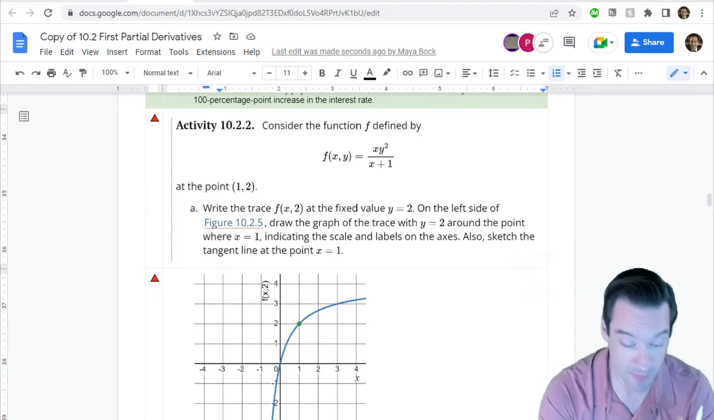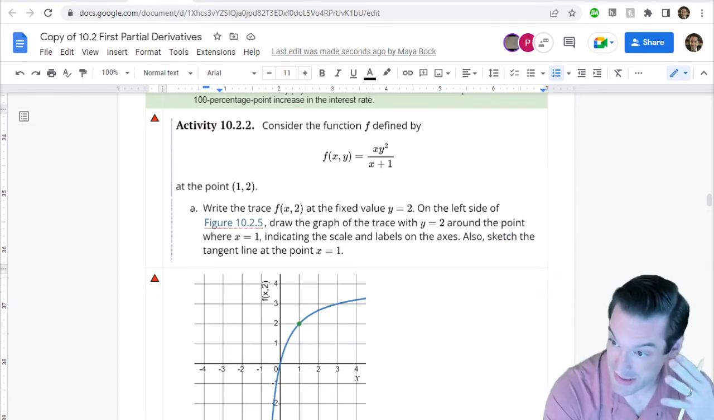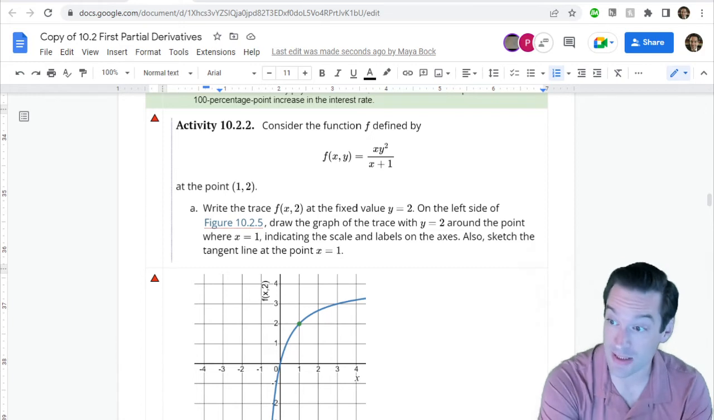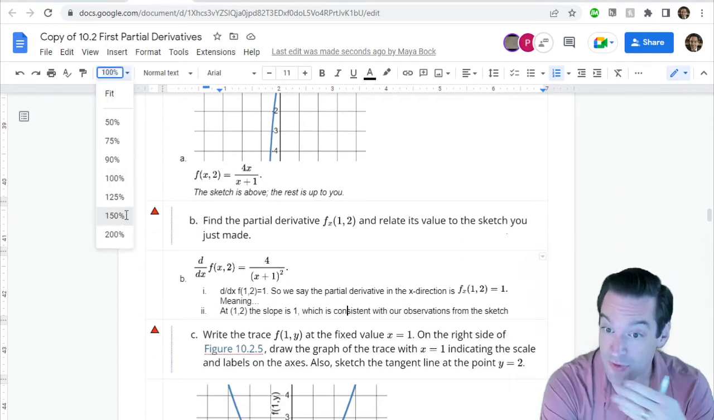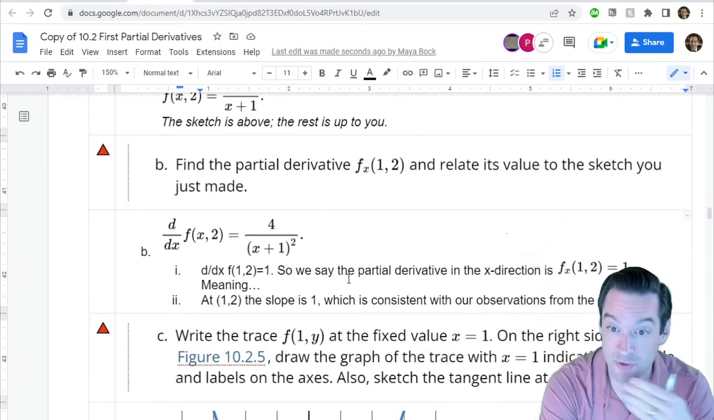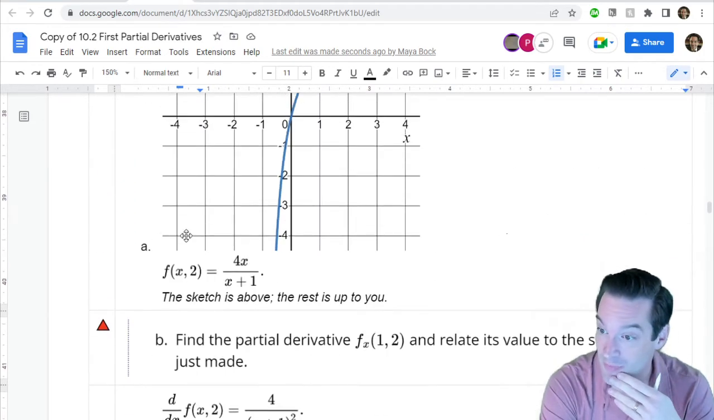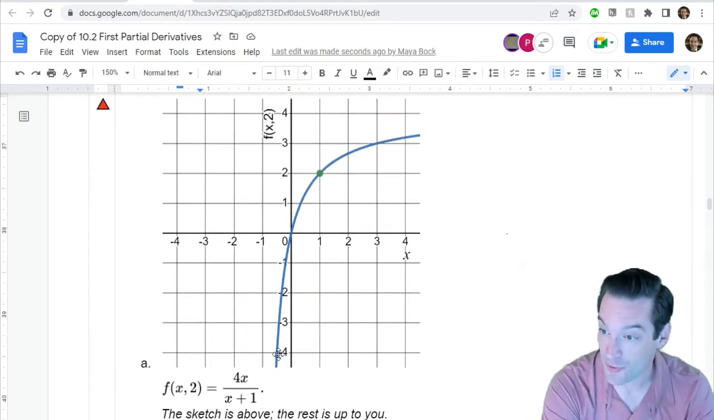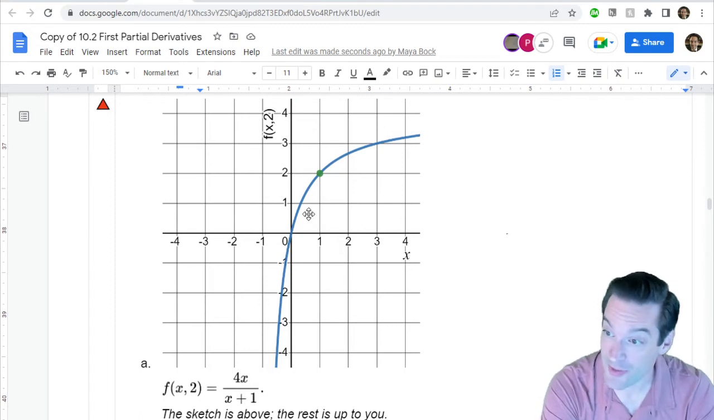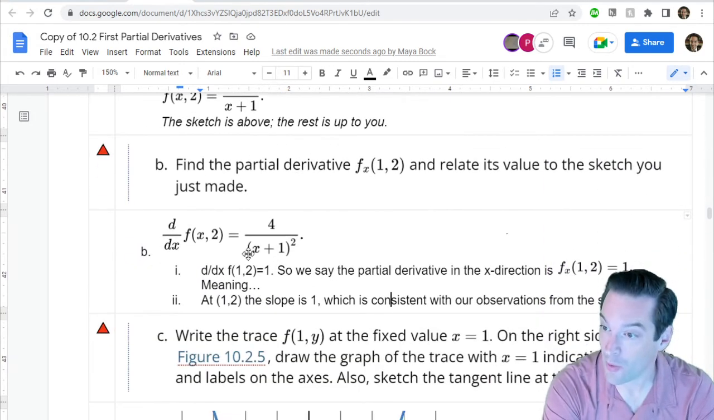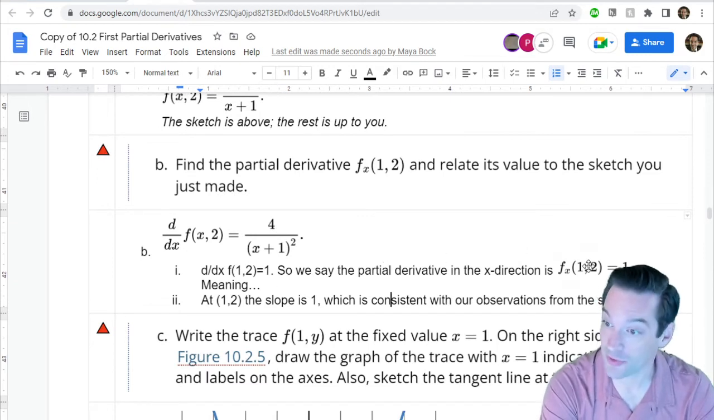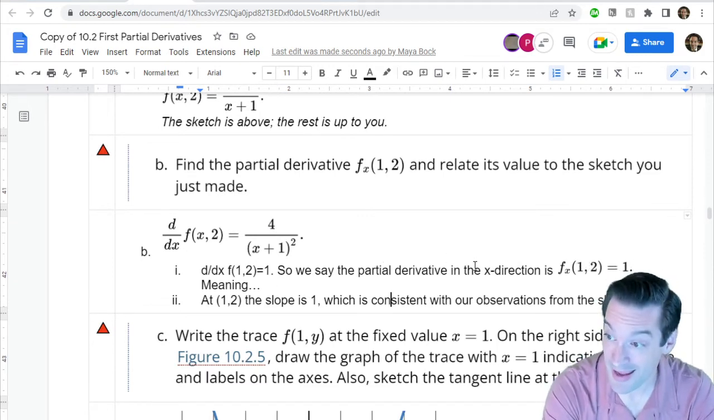So first of all, you took this function and set the value of y equal to a constant and only let x vary. And in doing that, you reduce this multivariable question into a single variable question about the function f of x comma 2, 4x over x plus 1. That's the function whose graph as a function of one variable looks like this. And so when you find the derivative of this single variable function at x equals 1, what you're really computing is the partial derivative of the multivariable function at the point 1, 2.